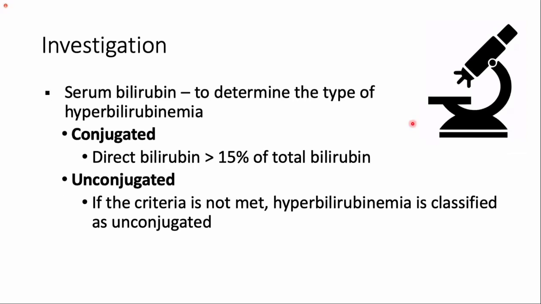Investigations, I will touch a bit in depth, not really in depth, but more details as compared to history and PE. So in investigation, serum bilirubin, we need to determine the type of hyperbilirubinemia in addition to our clinical judgments as mentioned previously. So in the protocol, conjugated hyperbilirubinemia is defined when more than 50% of total bilirubin is direct bilirubin. And if this criteria is not met, it's considered to be unconjugated hyperbilirubinemia.